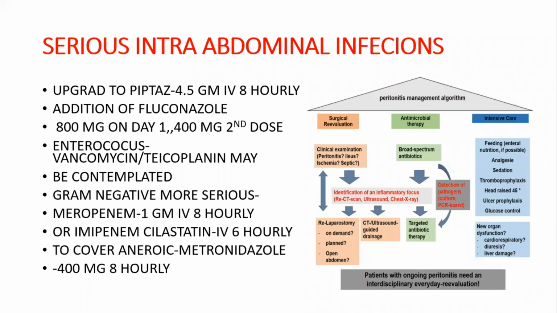For serious intra-abdominal infections, upgrade to piptas 4.5 gram IV 8 hourly and addition of fluconazole 800 milligram on day 1 and 400 milligram on day 2. And in enterococcus infections, vancomycin or teicoplanin may be contemplated. Gram-negatives are more serious, so meropenem 1 gram IV 8 hourly or imipenem with cilastatin IV 6 hourly. To cover anaerobes, we need to add metronidazole 400 milligram 8 hourly. Surgical evaluation, antimicrobial therapy and intensive care, these three are needed for sepsis management.